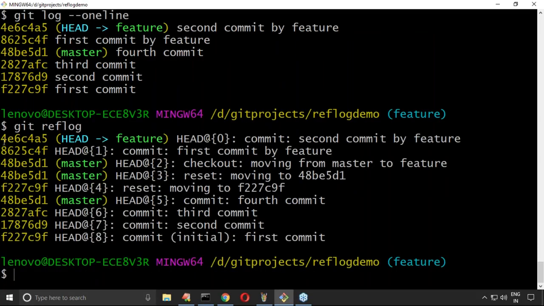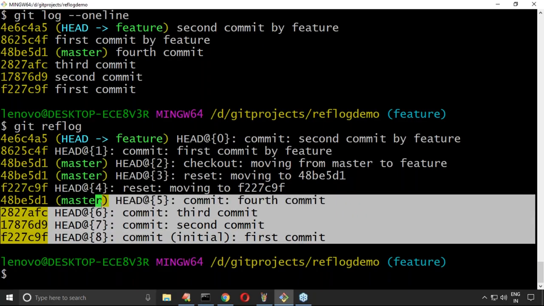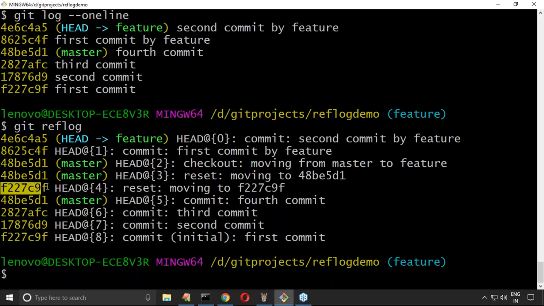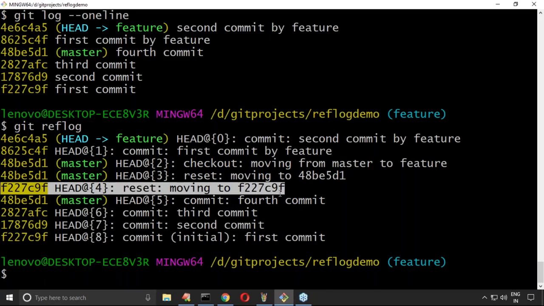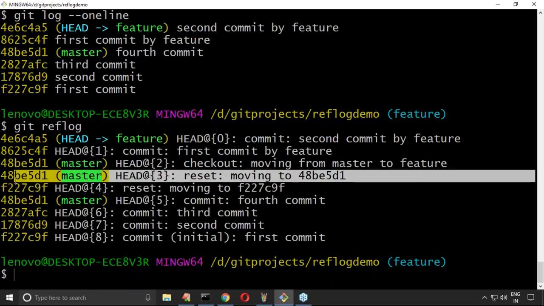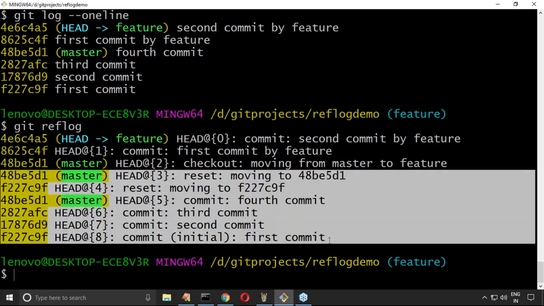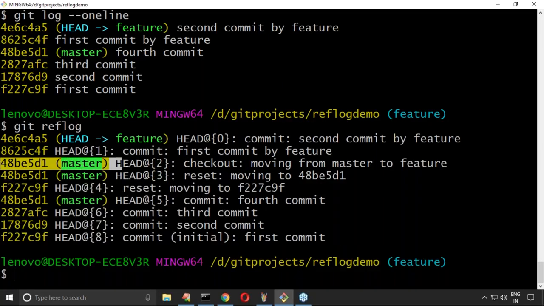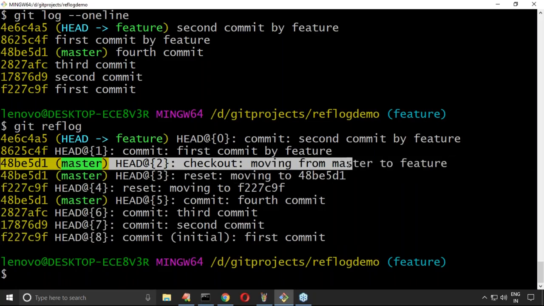Now observe carefully. Here you did initial commit, second commit, third commit, fourth commit, and then you reset it to the first commit, and then again you reset it to the fourth commit. Up to this we did. Now observe that checkout: at this stage, checkout moving from master to feature. Have you observed moving from master to feature?